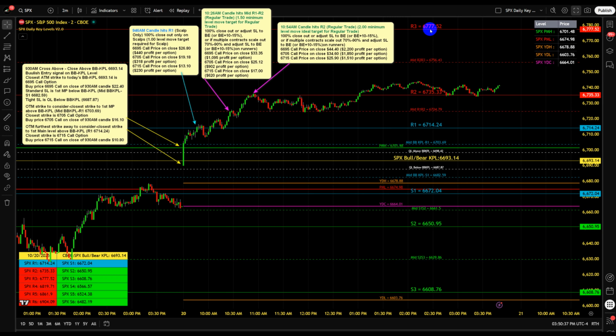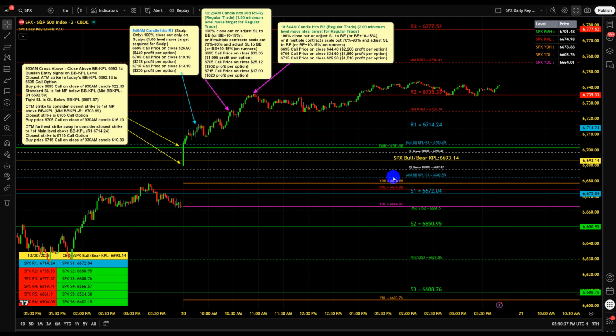The midpoint levels, again, are the mid-levels between the main levels. So, for example, mid R2 R3 is the midpoint between R2 and R3. Mid R1 R2 is the midpoint between R2 and R1. Mid BBKPL R1 is the midpoint level between R1 and the bull bear KPL. Mid BBKPL S1 is the midpoint level between the bull bear KPL and S1. Mid S1 S2 is the midpoint level between S1 and S2, and mid S2 S3 is the midpoint level between S2 and S3.